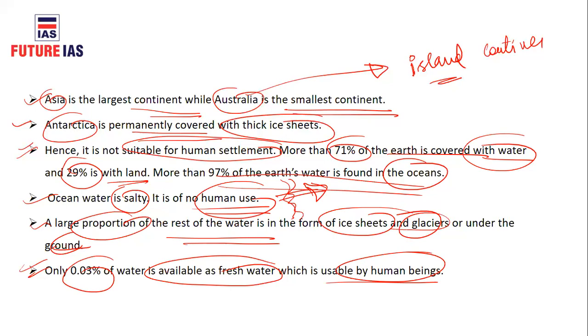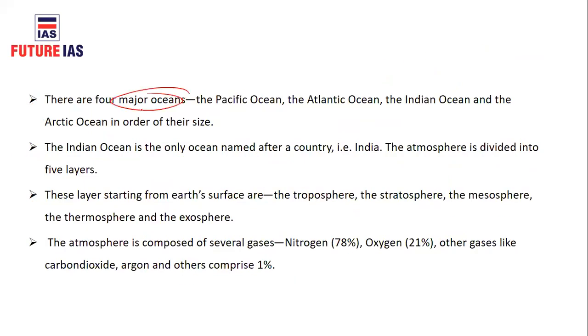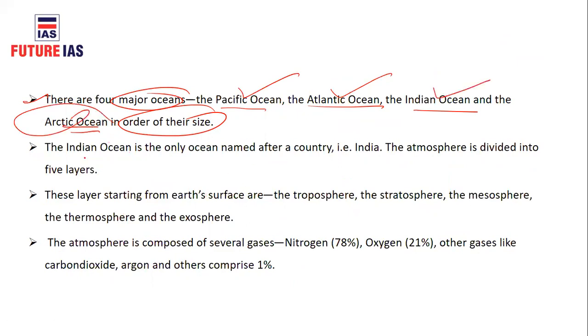All right. Then there are four major oceans, as I told you: Pacific, Atlantic, Indian, and the Arctic, in the order of their size. That means the Pacific is the largest, the Atlantic is the second largest, the Indian is the third largest, and the Arctic Ocean is the smallest. And the Indian Ocean is the only ocean named after a country, India, right?